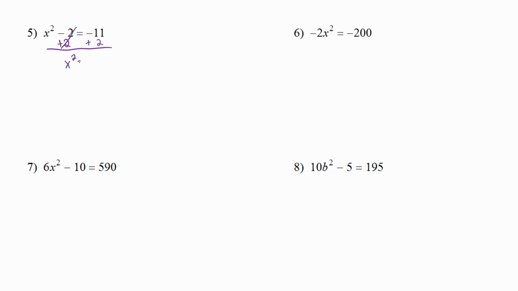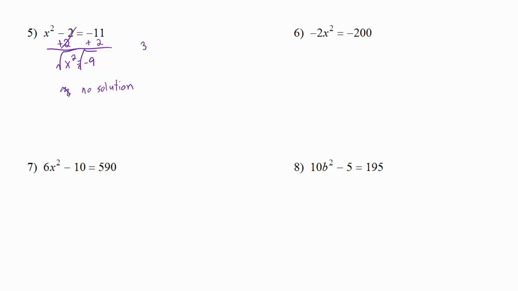So x squared equals negative 9. Now here's where it gets tricky. There isn't a real answer to the square root of negative 9. This video is for Algebra 1 students. In Algebra 2 you would talk about what the square root of negative 9 is, but in Algebra 1 we're just not going to worry about it right now. So the answer to this is actually no solution, because there is not a number that when you multiply it times itself will give you a negative 9.